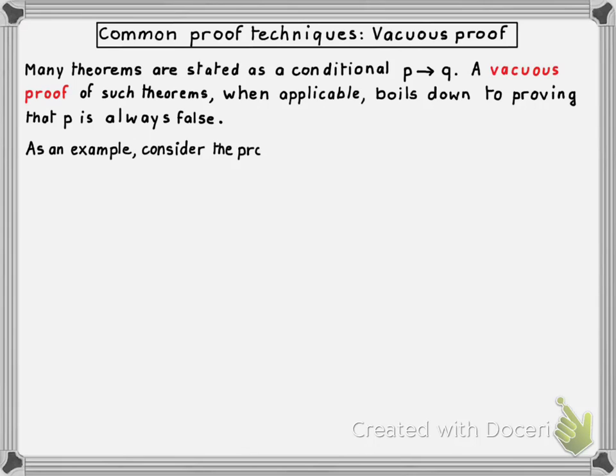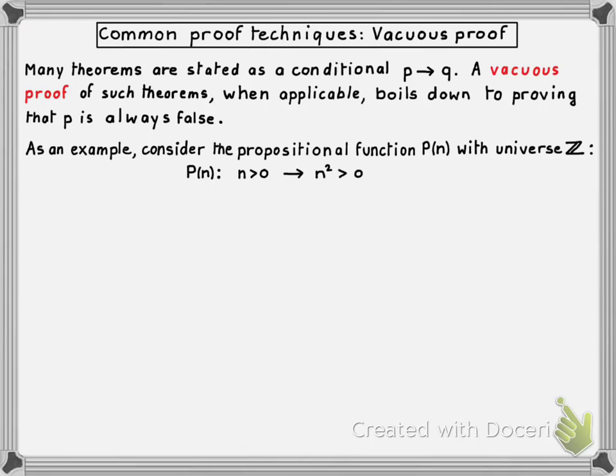So let's consider an example of a conditional. In this case, it's the propositional function P of n, where the universe for the variable n is the set of all the integers, positive, negative, and 0. That's what we call the set Z. And this propositional function states that if n is greater than 0, then n squared is also greater than 0.